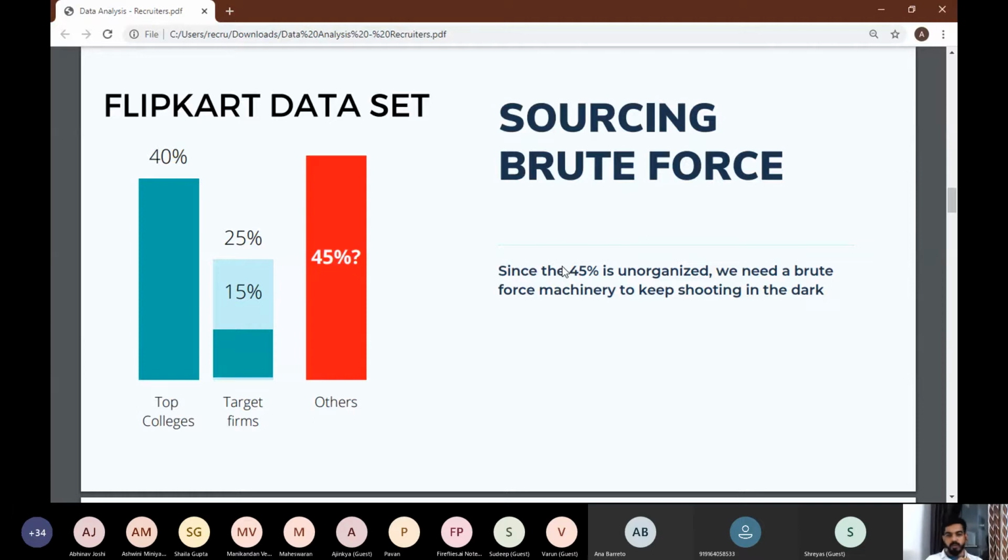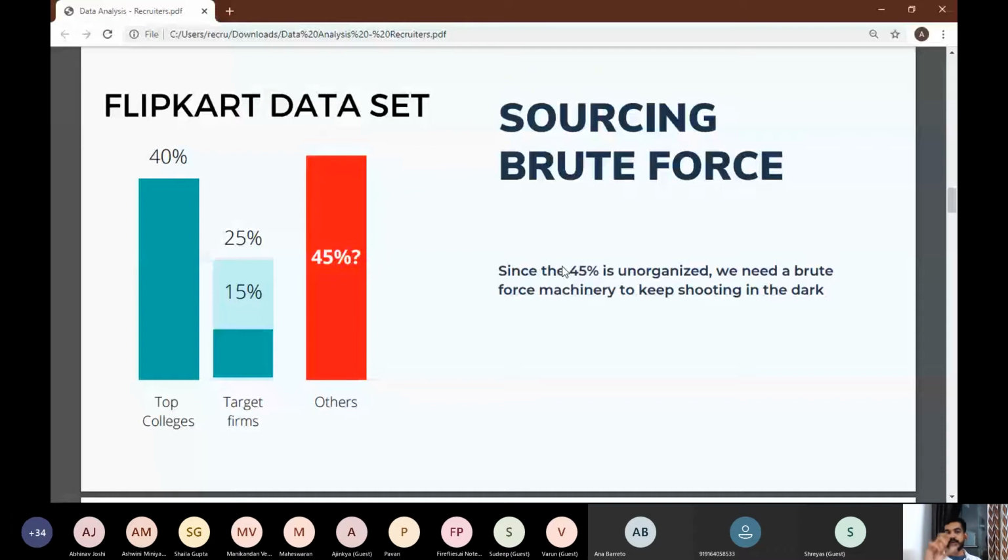What is brute force basically? Today, if you ask me why there are so many recruiters, why a company outsources their hiring to so many agencies basically, it's because of this particular pie, which is generally around 40-60%, right? This is an unstructured pie because you do not know how to target it. You have structured the top colleges and your target firms, and you've got that 40-50% there. But this remaining 40-60%, which varies from company to company, hiring to hiring, requirement to requirement, right?